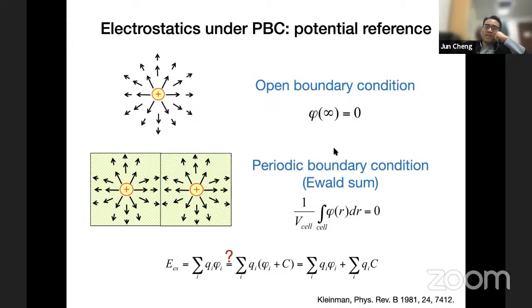So the potential reference: for the electrostatic energy of any calculated system, you can do a simple sum of the charge multiplied by the potential. The potential reference is not important if the total system is charge neutral. We can see in here, we can arbitrarily add a constant C, and we separate this contribution. If the total charge is neutral, is zero, then that term is just gone. It doesn't matter what the potential reference is. But if you have a charged system, then how you choose the potential reference will actually affect the total electrostatic energy of the system.